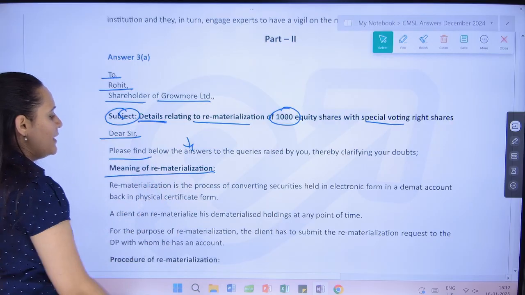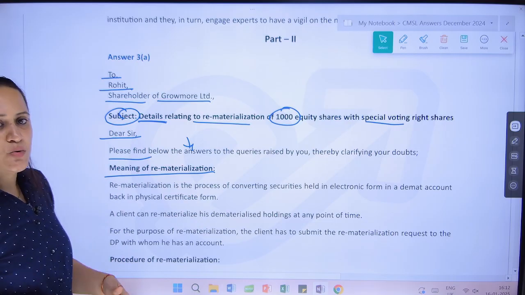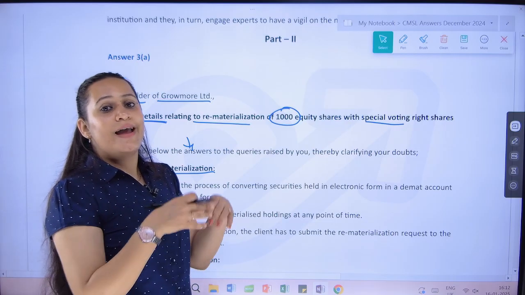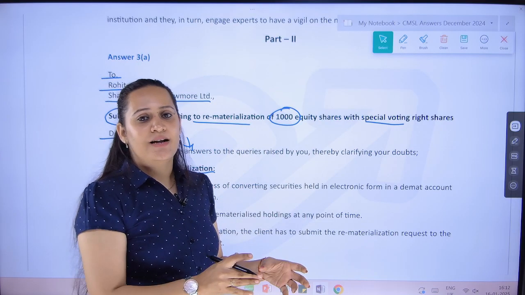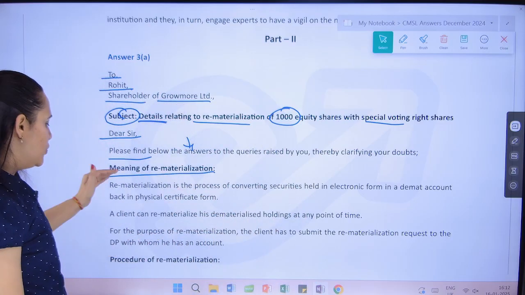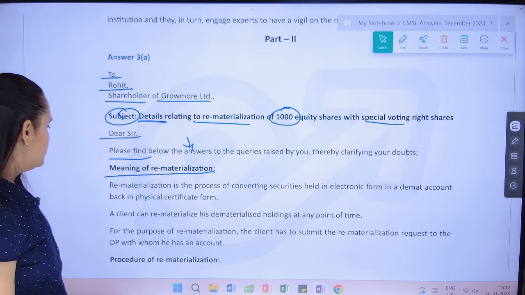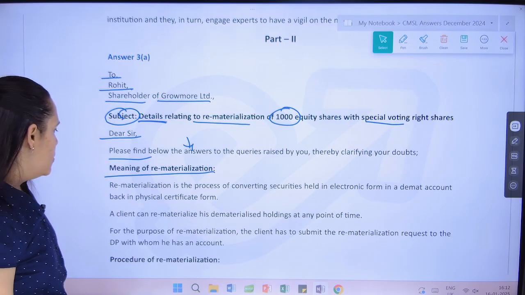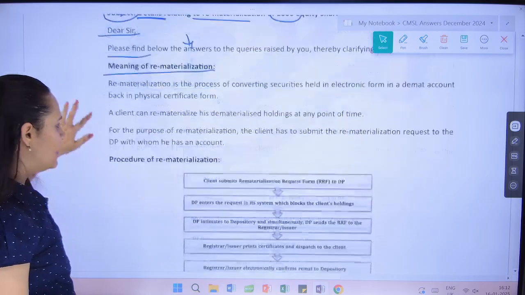First one, what is rematerialization? It is a process through which we are going to convert the electronic share certificates, demat shares, into physical form and issue a physical share certificate. You can give those details. Next. What is the procedure for rematerialization?